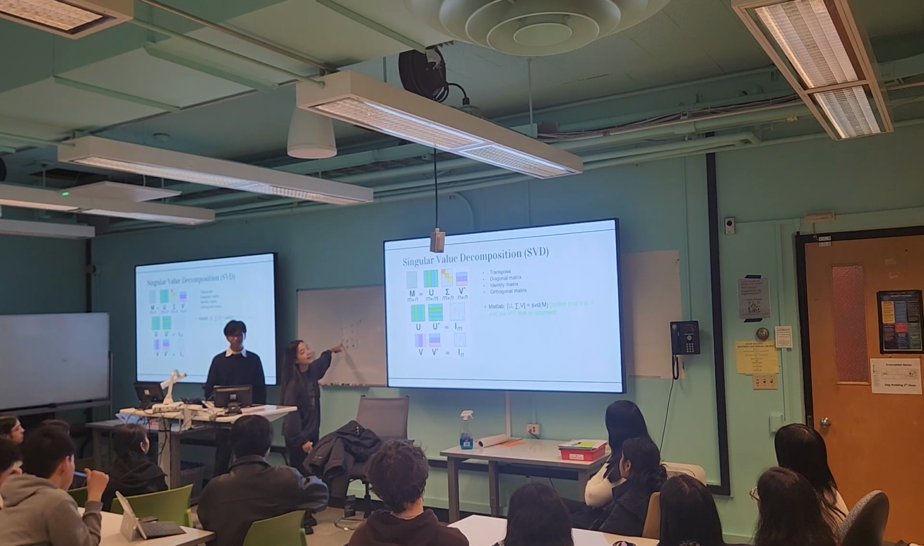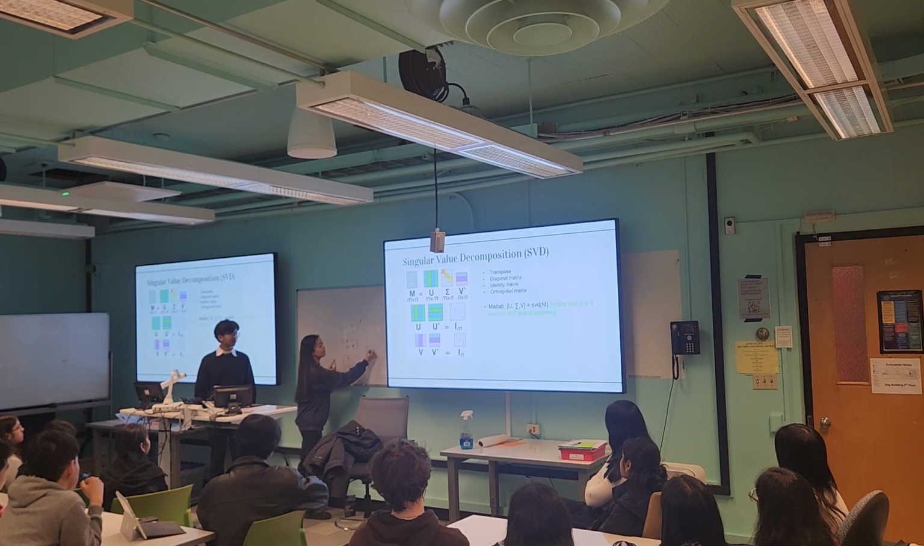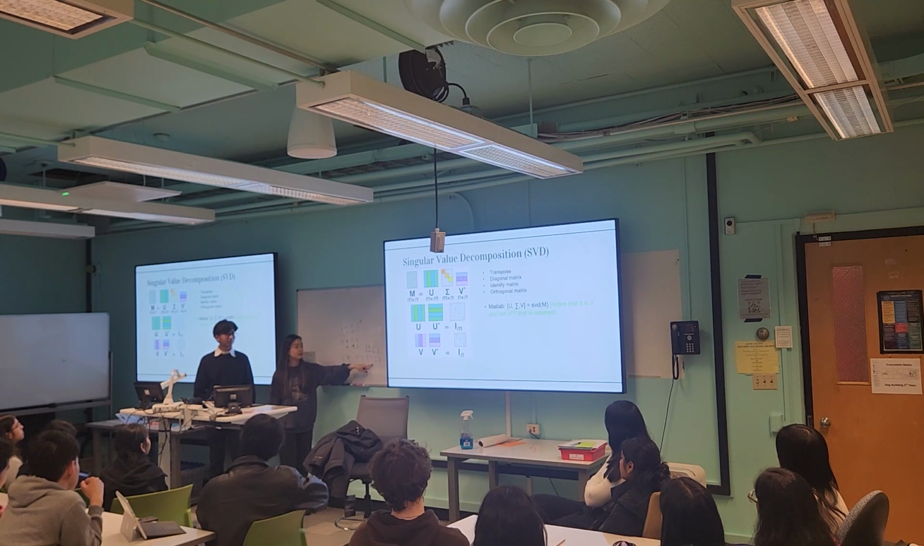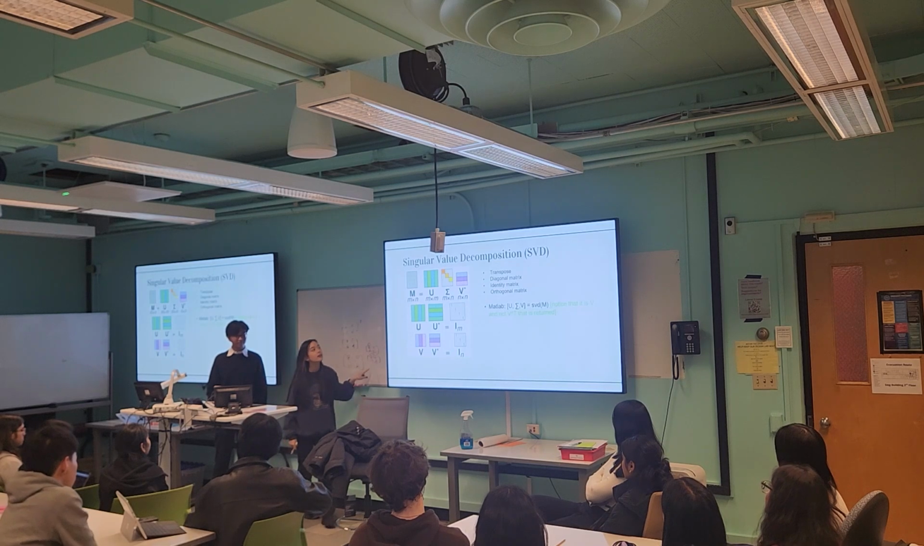A diagonal matrix can only have non-zero entries along its diagonal, and everything else should be zero. This is a diagonal matrix, and this is also a diagonal matrix, because both of them only have non-zeros along the diagonal. As long as you make sure that everything else is zero, it's a diagonal matrix.